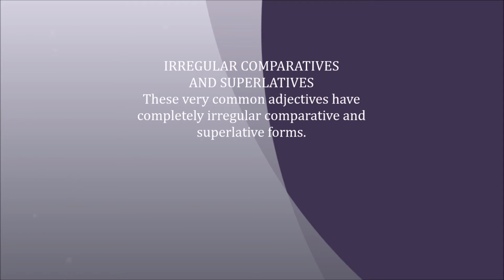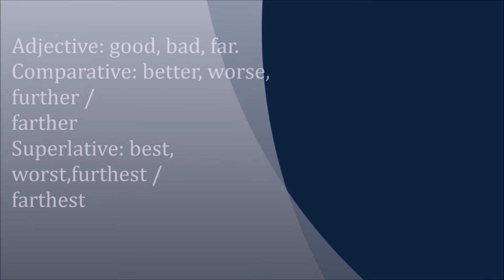And finally, irregular comparatives and superlatives. These very common adjectives have completely irregular comparative and superlative forms. For example, adjective good, comparative better, superlative best. Adjective bad, comparative worse, superlative worst. Adjective far, comparative further or farther, superlative furthest or farthest.